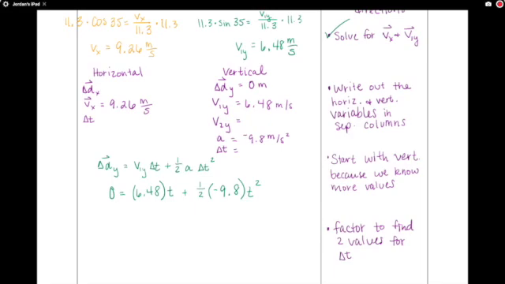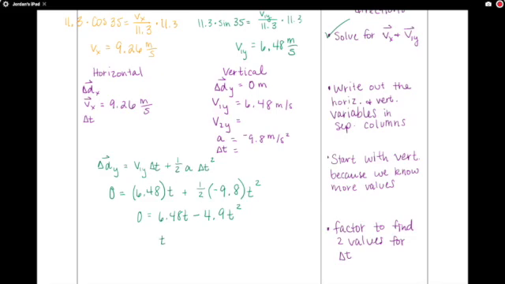Okay, so we are actually going to have to factor this because we do have a squared. So first let me simplify. So we have 0 equals 6.48 t minus 4.9 t squared. Okay, so factoring this, I can pull out a t.